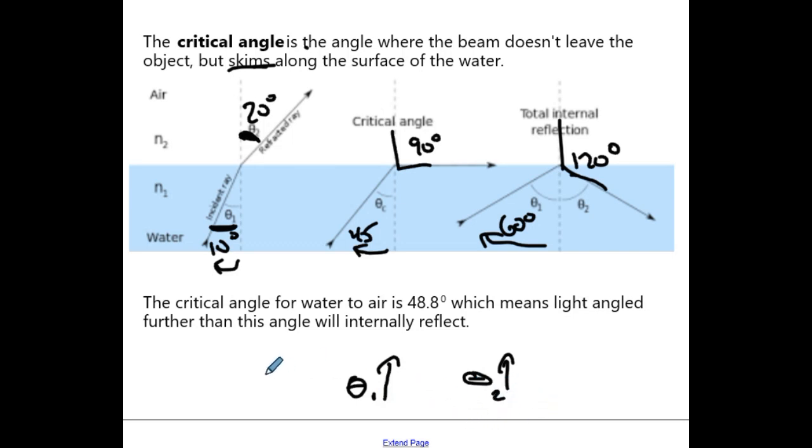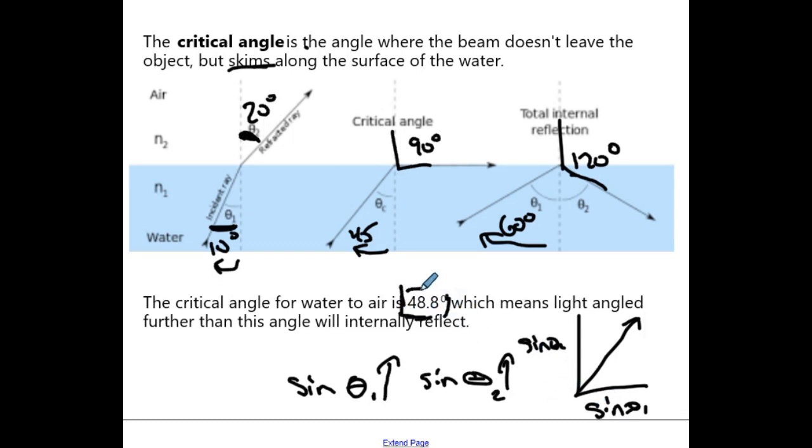And so there's also a direct relationship between those, where if you increase one of these, you increase the other. Now, it's not actually a direct relationship between the angle. It's actually a direct relationship between the sine. And so if I were to plot a graph of sine of theta 1 and sine of theta 2, there's a direct relationship there. If you increase the first angle, it will increase the second angle proportionally based on sine. And this is a number that you don't need to memorize, but basically 48.8 degrees is the angle required right here, so that if you come in with a certain amount of angle, then light can internally reflect.